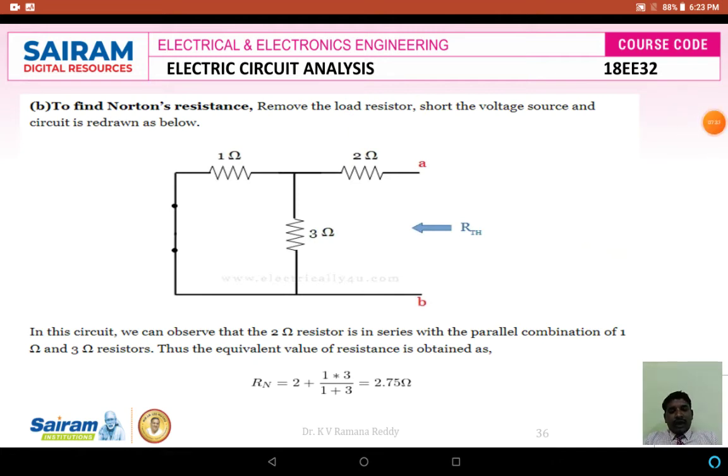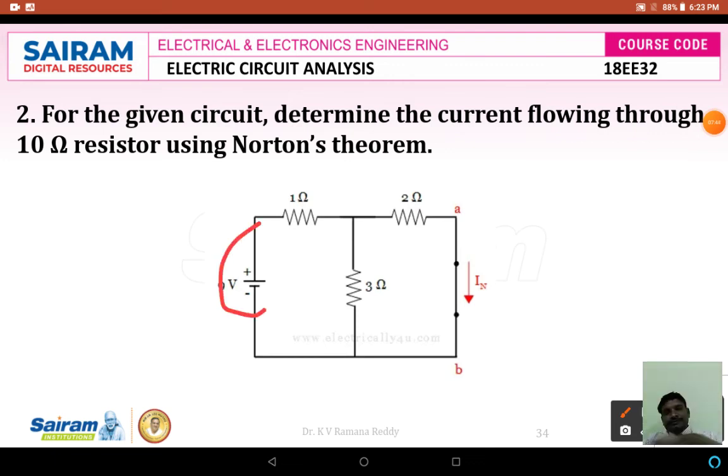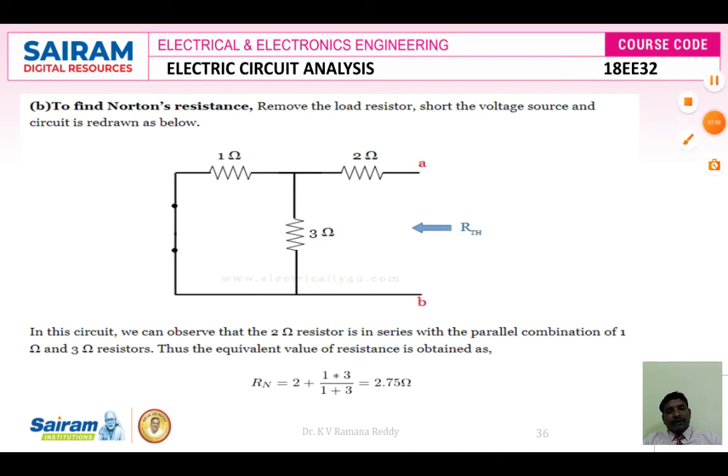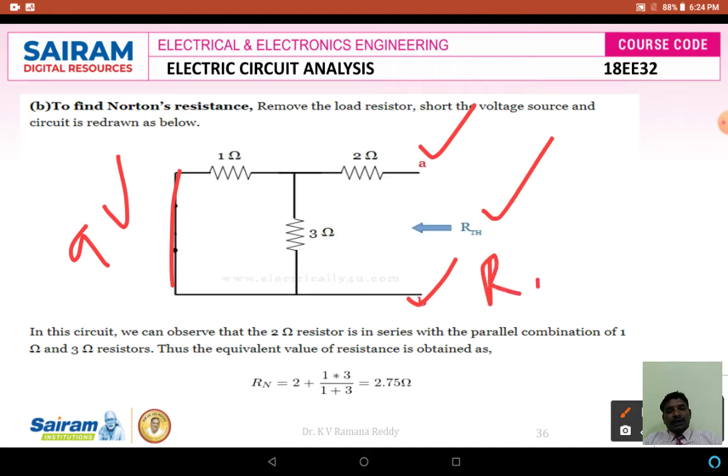How do we find the R equivalent value for the given problem? In the given problem there is a 9 volts voltage source. I am short circuiting this 9 volts voltage source, considering its internal resistance, and the remodified circuit becomes like this. The terminals AB are open circuited, and from the terminals AB onwards I want to find RTH, which is also called Rn.